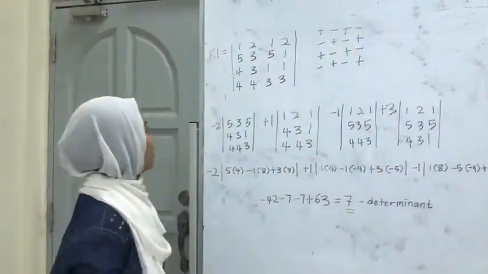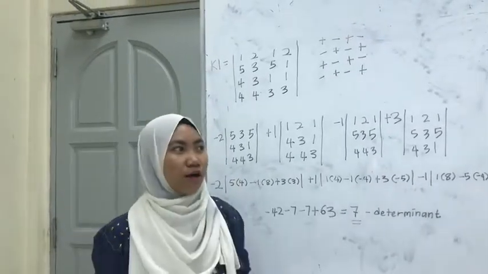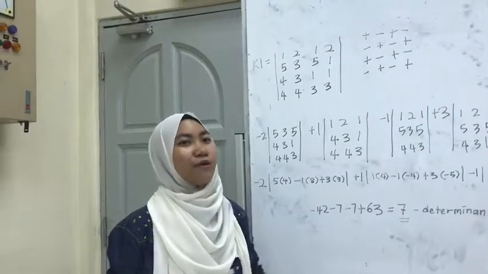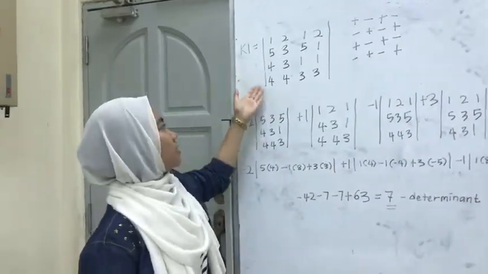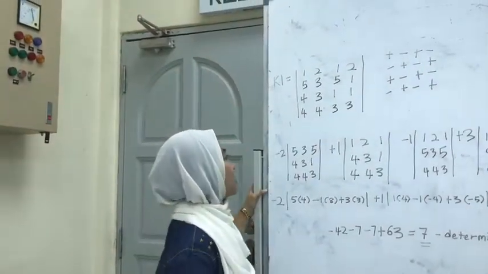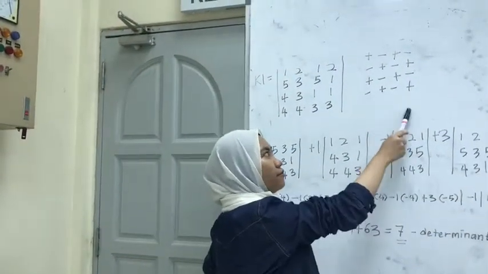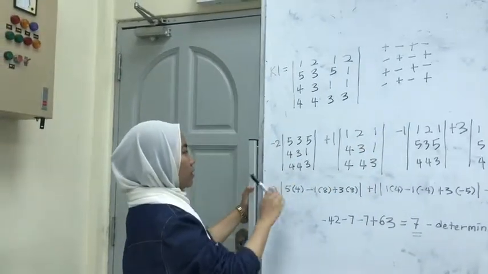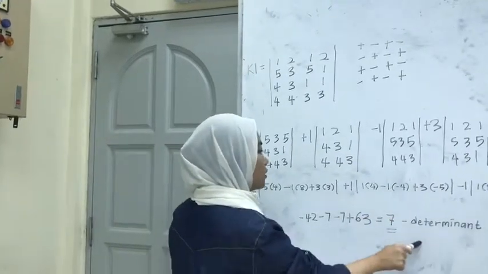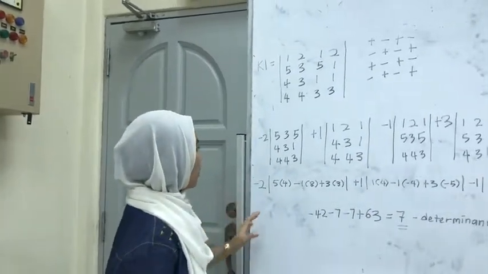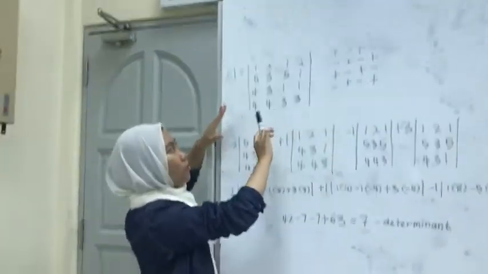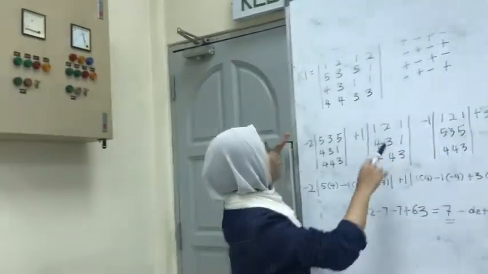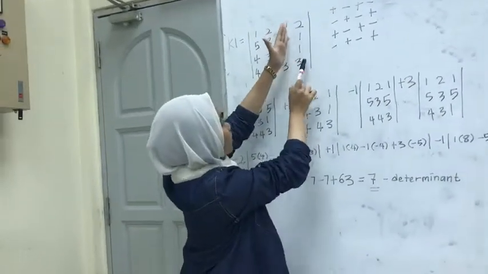Hassan. So today I will explain how we get the determinant for this matrix K1. Basically, this sign of cofactor is important because we need to use that to calculate the determinant. First, I pick any row or column that makes it easy to find the determinant. So I choose this column, which is 2, 1, 1, 3.